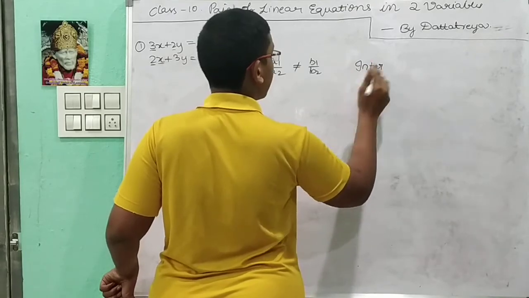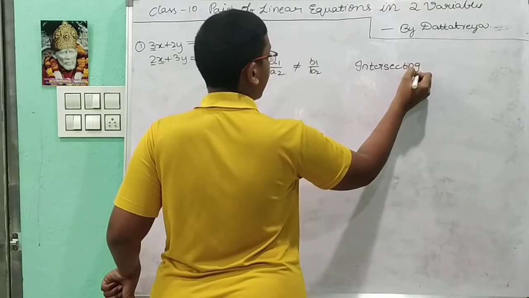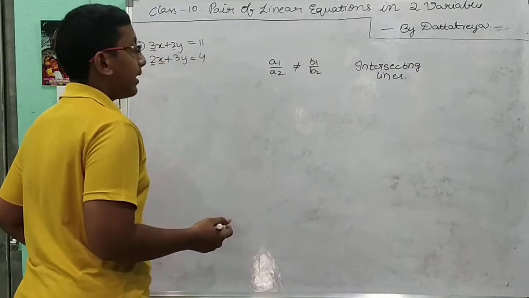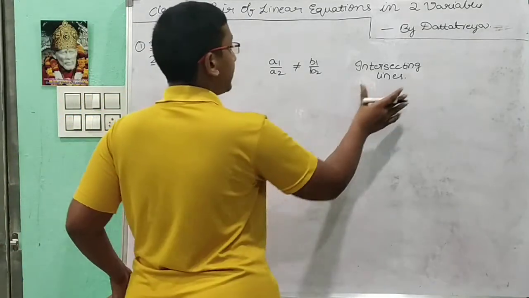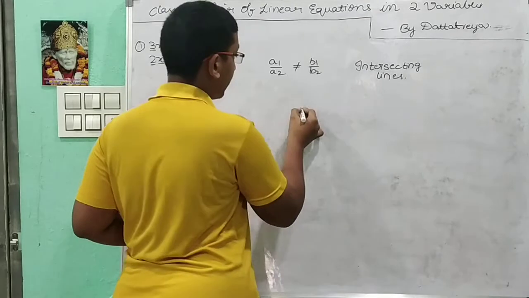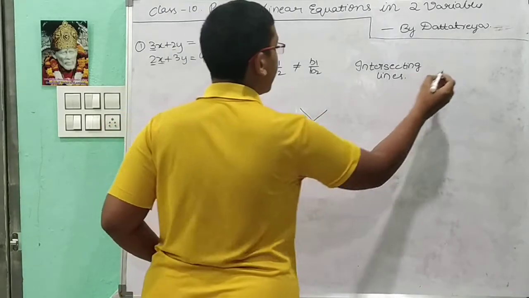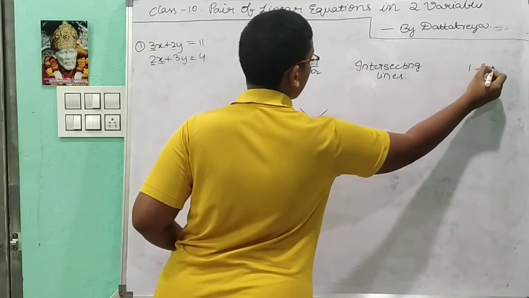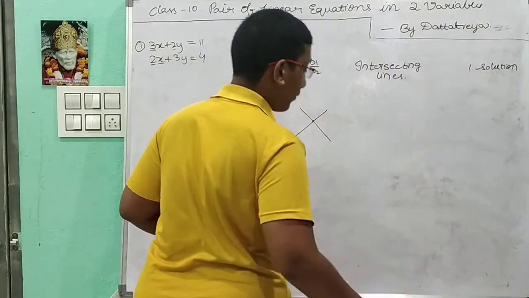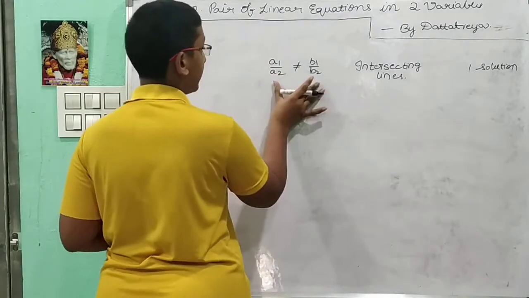They are known as intersecting lines. And this is the graphical representation, and if the lines are intersecting like this, they have only one solution. Solution is nothing but the answer. Only one real solution will be there for this type of equations.